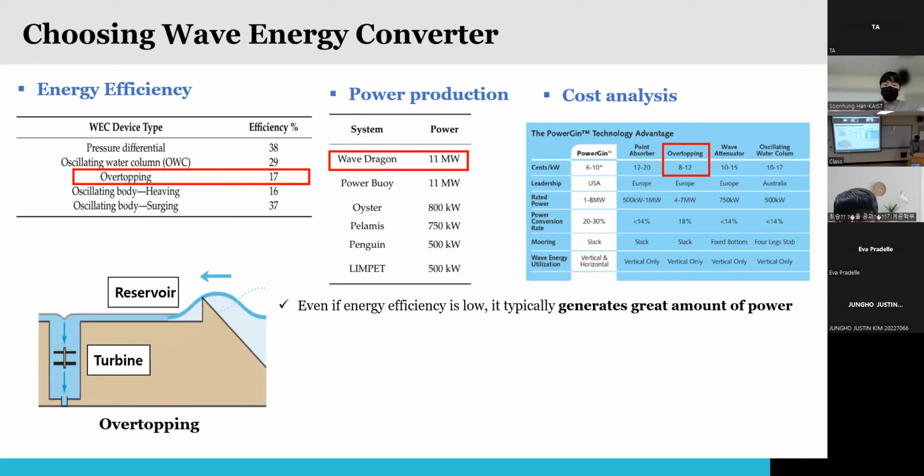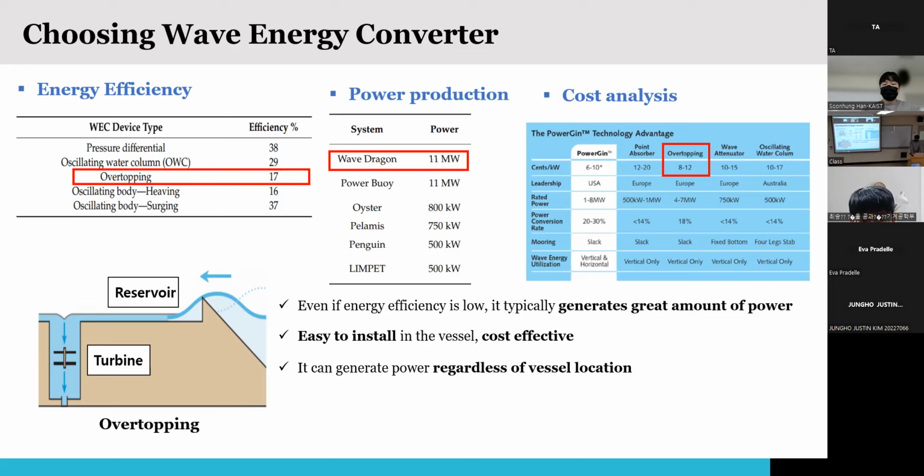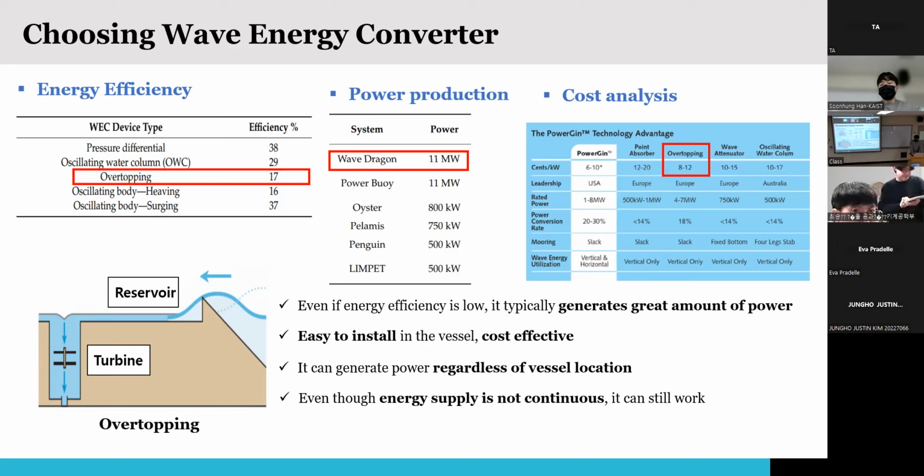So these are the specific reasons why we chose overtopping as the basic model for a ship. First, even if energy efficiency is low, like the 17% in the table, it typically generates a great amount of power. Second, it's easy to install in the vessel without complicated architecture, and it's cost effective. Third, it can generate power regardless of vessel location. And last, even though the energy supply is not continuous, it can still generate power because of the existence of the reservoir.